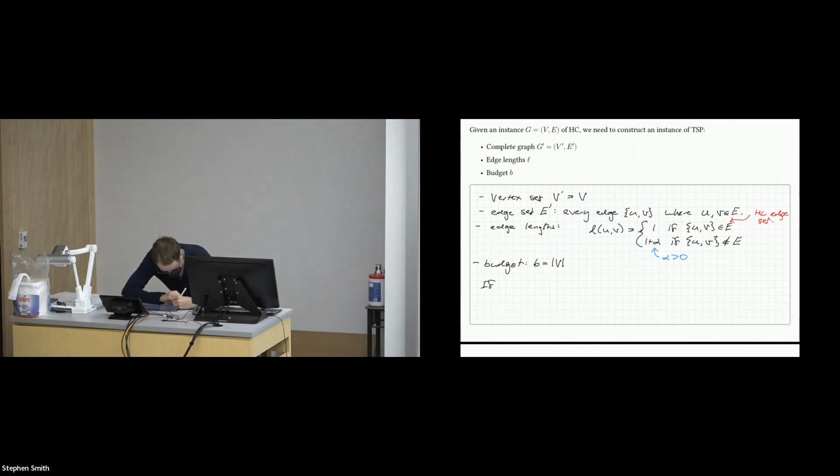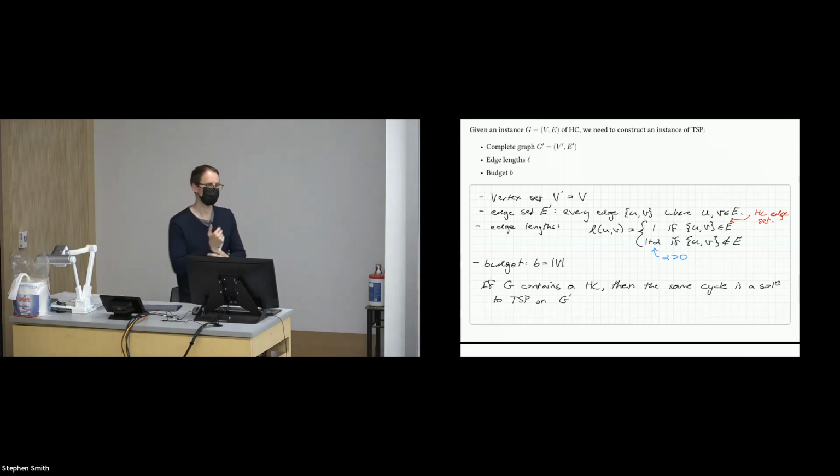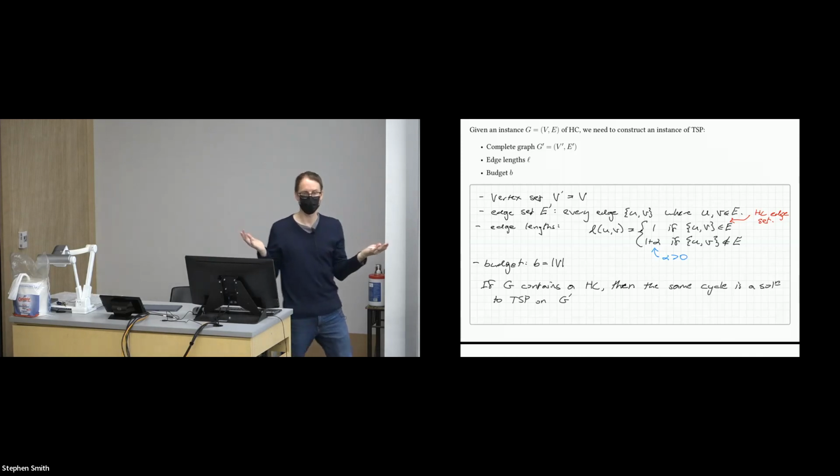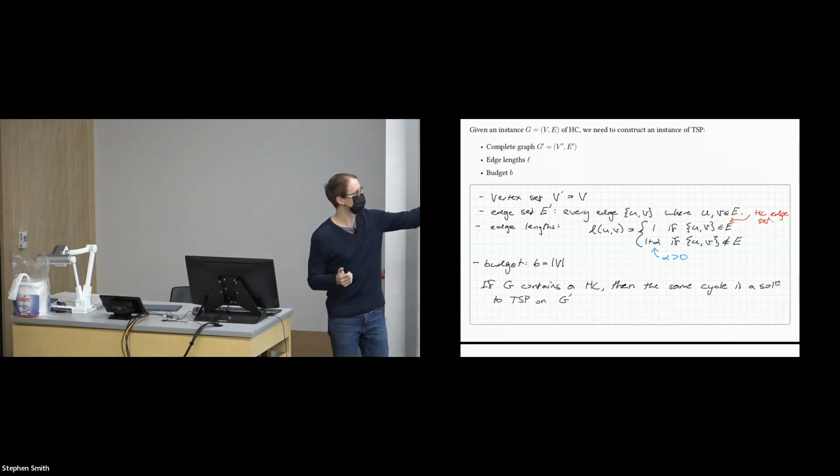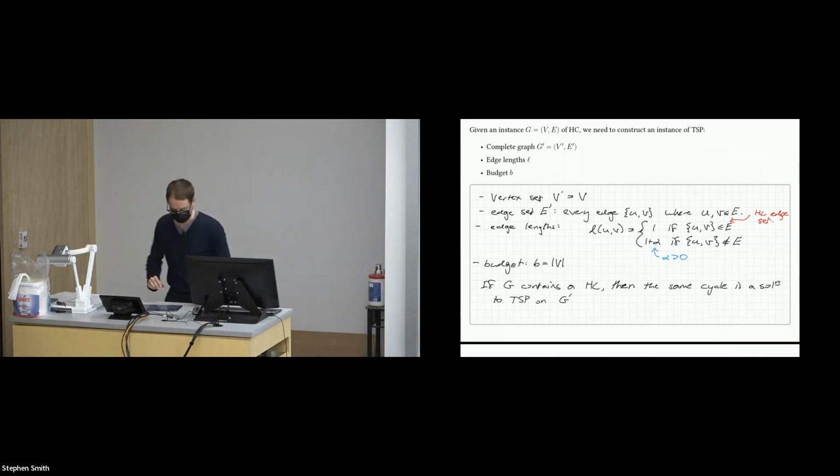So if G contains a Hamiltonian cycle, then the same cycle is a solution to the TSP on G prime. Right, that Hamiltonian cycle uses only the length 1 edges. It has exactly |V| of them, so it meets the budget in my TSP instance.